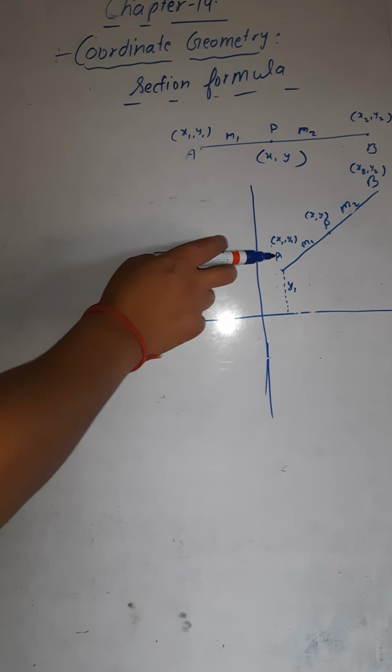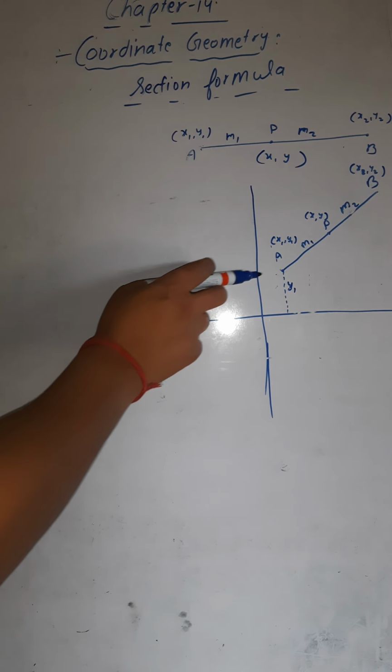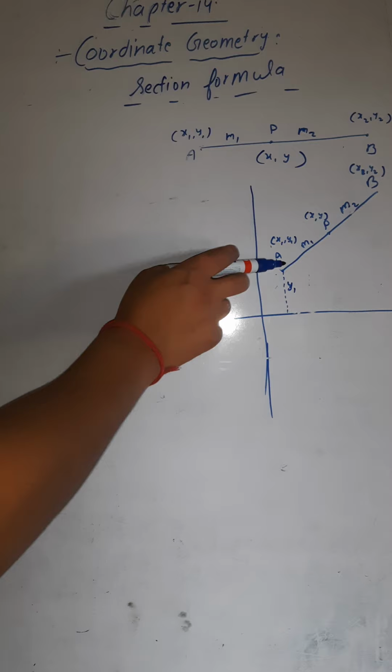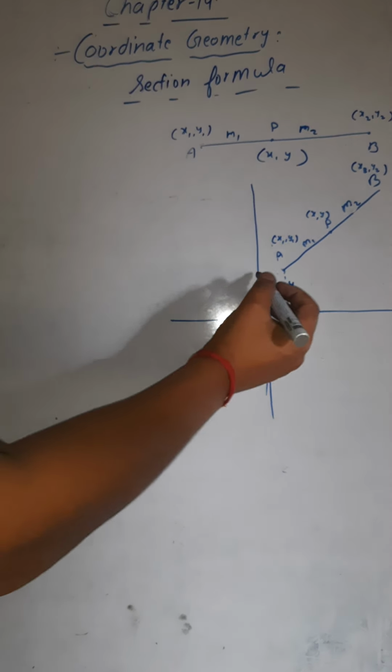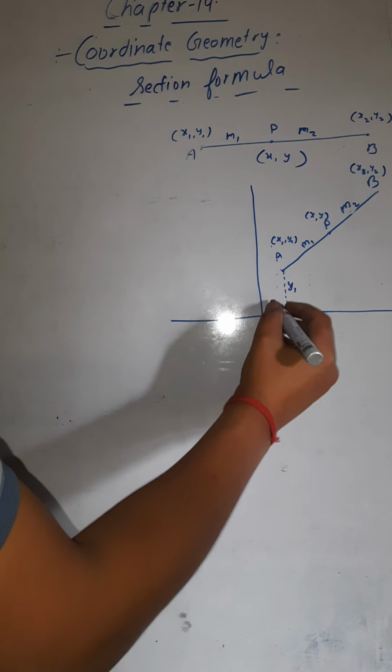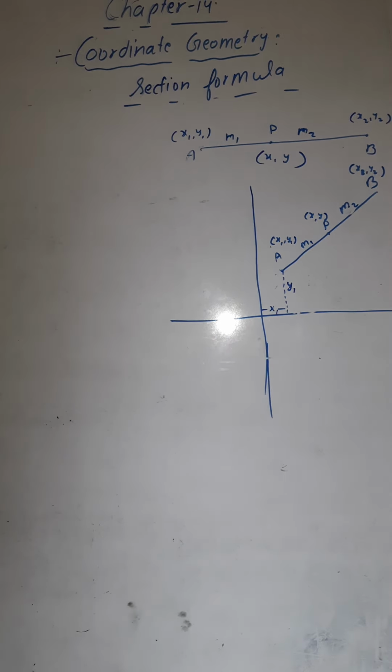Because the coordinates of point A are x1 and y1. x1 means from here to here, this distance. y1 is from here to here. This distance will be called y1. And x1 is this distance, from here to here. So this distance will be called x1.